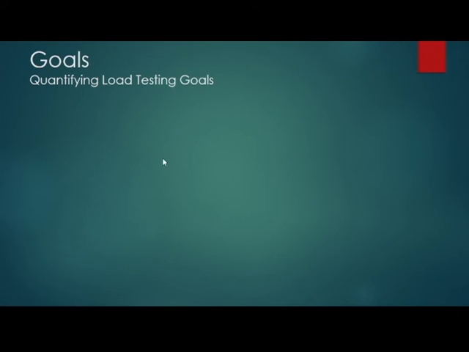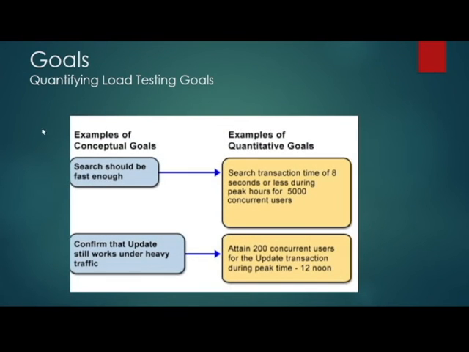Goals, quantifying load testing goals. Example of conceptual goals: search should be fast enough. Example of quantitative goals: search transaction time of 8 seconds or less during peak hours for 5,000 concurrent users. Another example of conceptual goals: confirm that update still works under heavy traffic. Example of quantitative goal: attain 200 concurrent users for the update transaction during peak time, 12 noon.